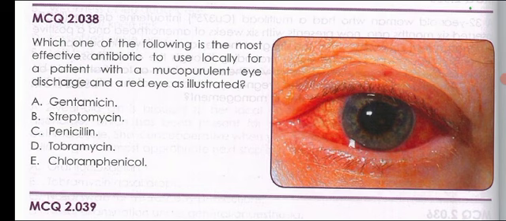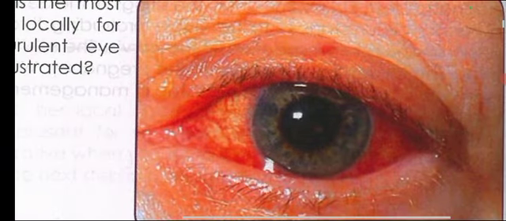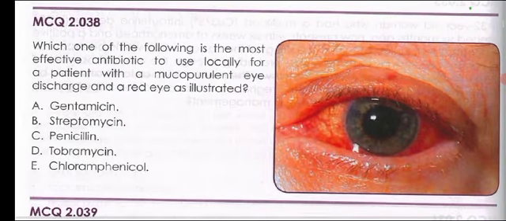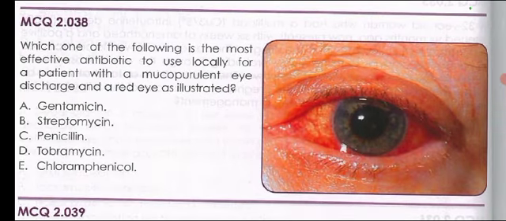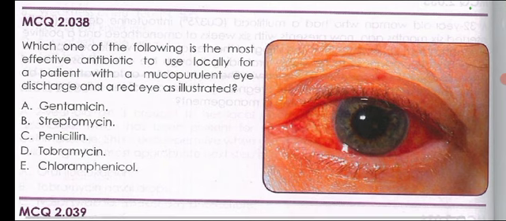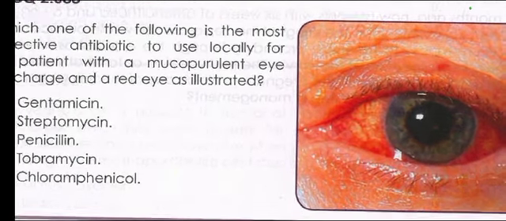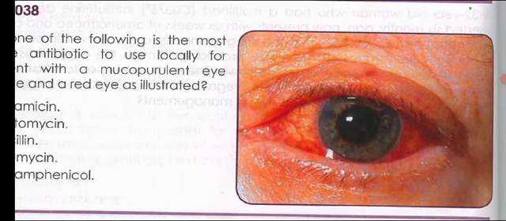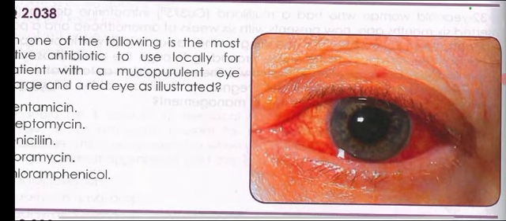Today's question is: which one of the following is the most effective antibiotic to use locally for a patient with a mucopurulent eye discharge and a red eye, which is illustrated here? We can see the red eye. So which antibiotic will we use for this mucopurulent eye discharge? First, we have to understand what the diagnosis of this patient is. From this picture, we can see this is conjunctiva, which is reddened.